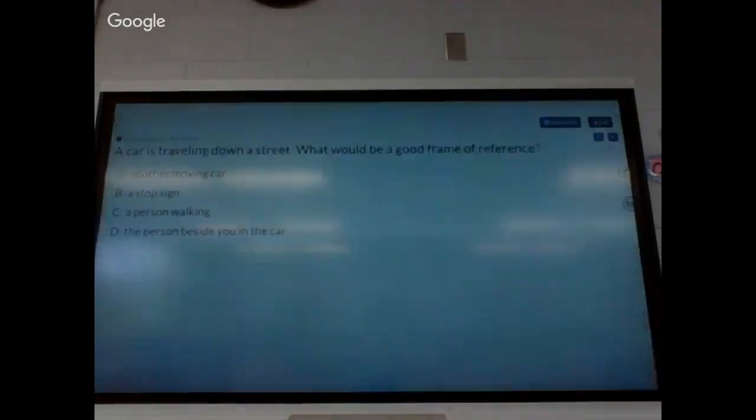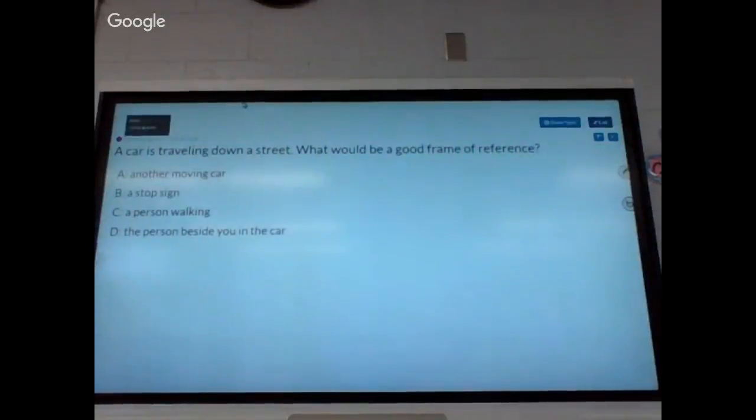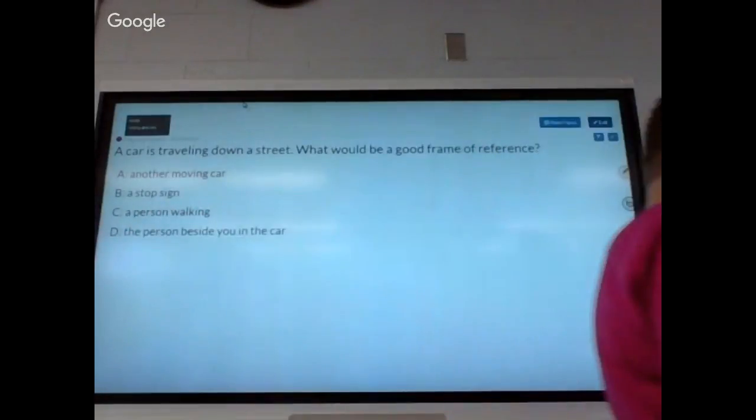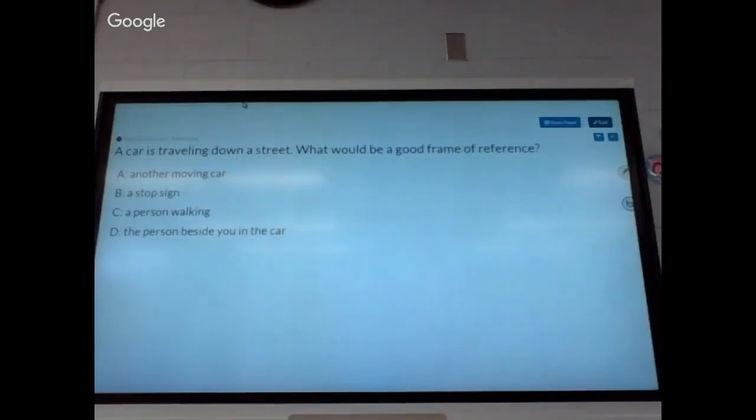All right, so we got 17-3. 17 have the right answer and 3 people don't. The two answers that were picked were B and C. So which one is right, B or C? B. Why is B the right answer?